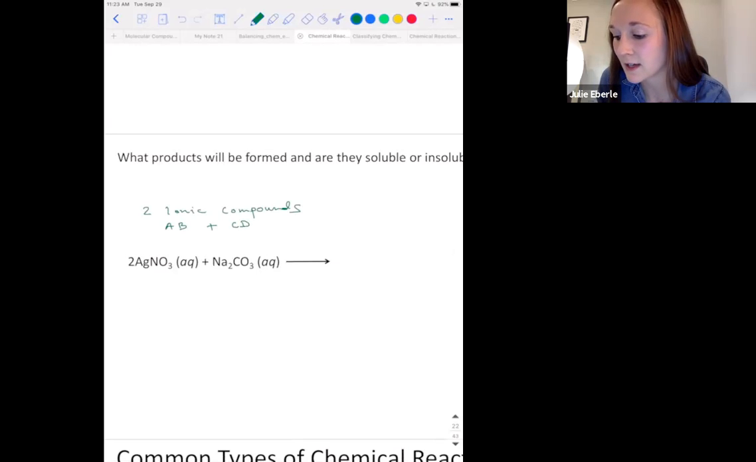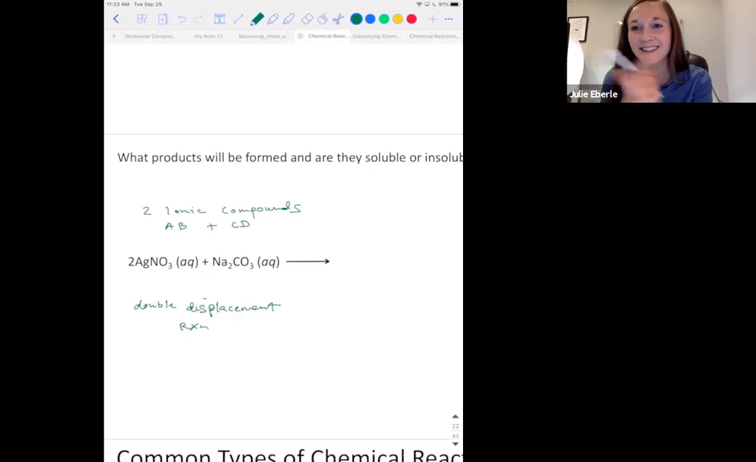So what we have here is a double displacement reaction. And what happens in a double displacement reaction? Anybody remember? I see some of this. Yeah, the cations and the anions switch. Okay, so we're going to take A and we're going to pair it up with D. And let me switch colors here. We're going to take B and we're going to pair it up with C. And we're going to write our new compounds this way. Remember to always write the cations first.